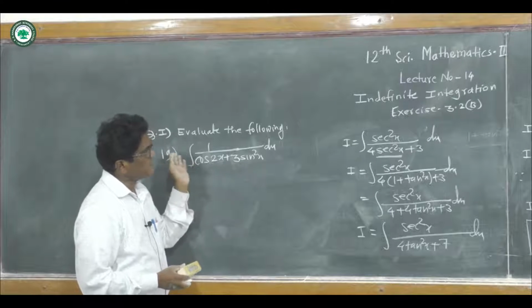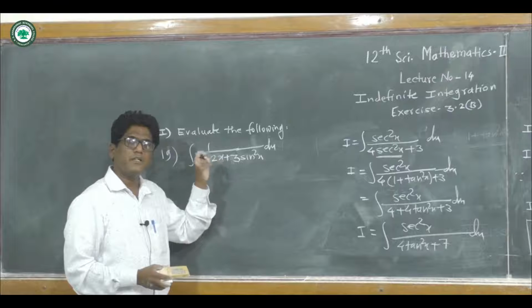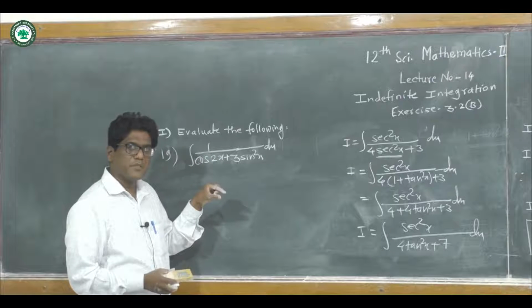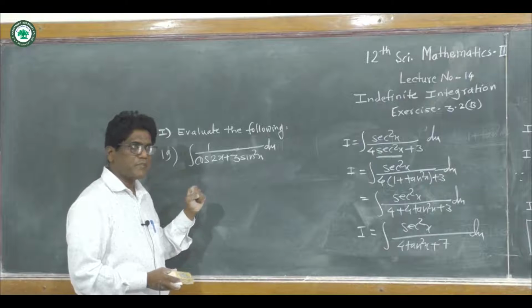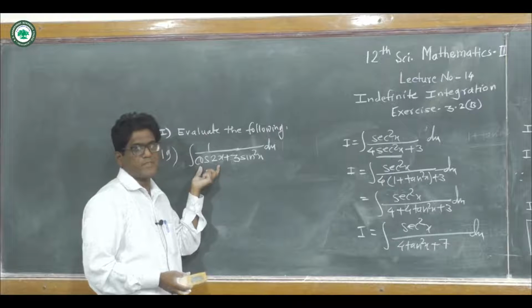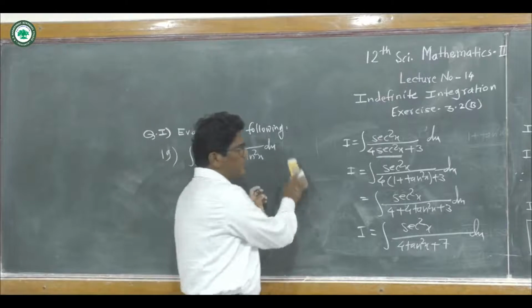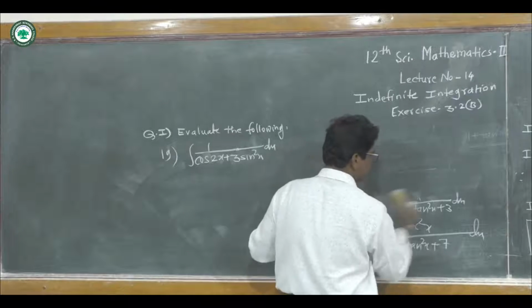We have to use our standard form, integration of 1 upon a plus b sin square x, or 1 upon a plus b cos square x. Get it? But here cos 2x is present. So we use here the formula of cos of 2x. There are 4 formulas for cos of 2x.